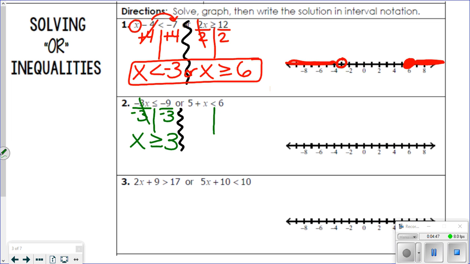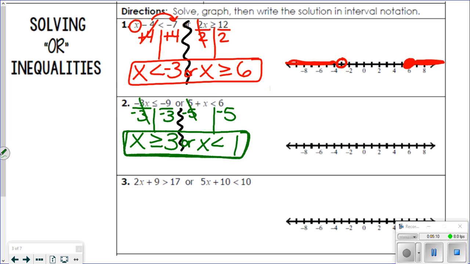All right, next I see 5 plus x. So I want to get rid of that 5. So the opposite is to subtract 5. Subtract 5. We get x is less than 1. Notice how I always box in or circle my final answer.